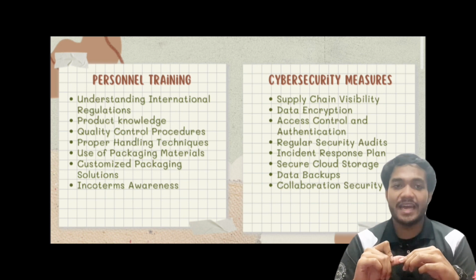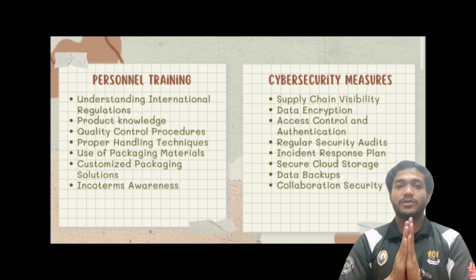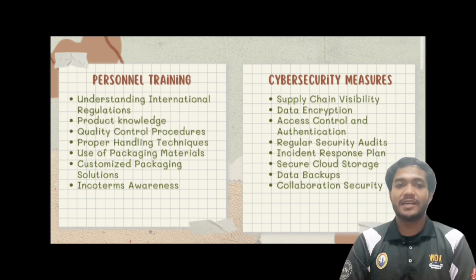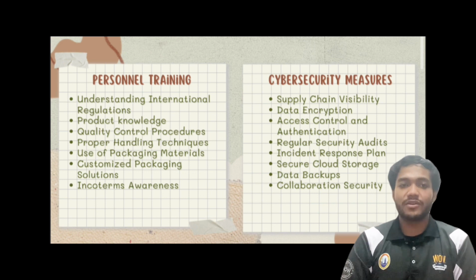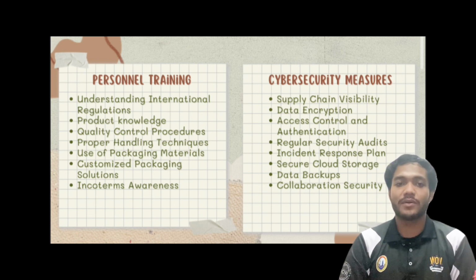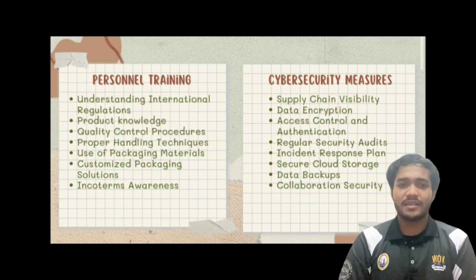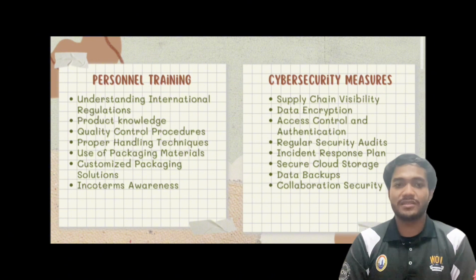As for number 3, access control and authentication. It only allows authorized people to access your system. For number 4, regular security audits. Check your security regularly for weaknesses. For number 5, incident response plan. Have a plan ready for when things go wrong. For number 6 is secure cloud storage.